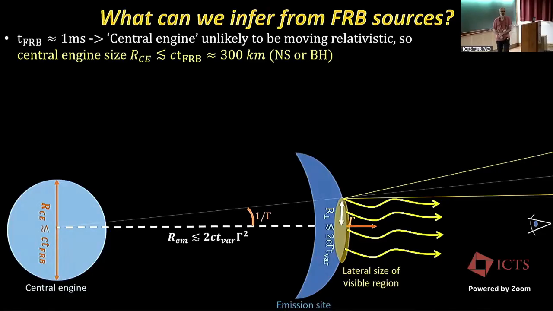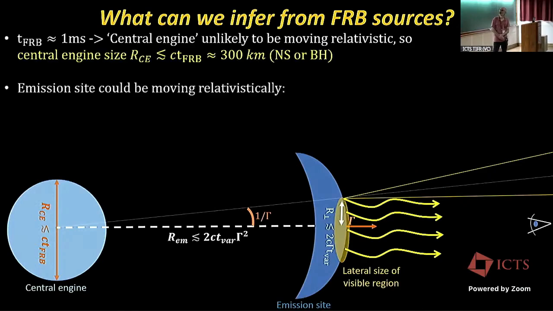And the first one has to do with the central engine. So by central engine, I mean the region from which energy is tapped to power the FRB. And the basic observation there is that the duration of the FRB is short. And so the maximum region from which you can tap energy is basically the speed of light times that duration. And since this region is unlikely to be moving relativistically, there are no extra complications here. And you find a few hundred kilometers, which suggests something like a neutron star or black hole.